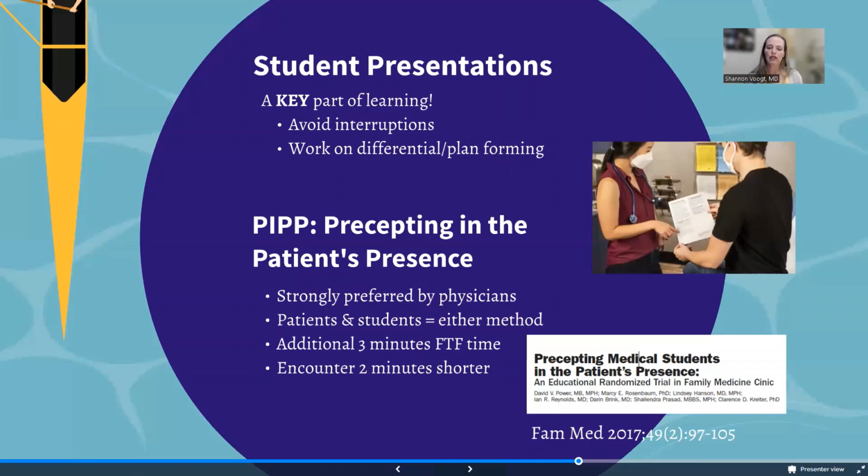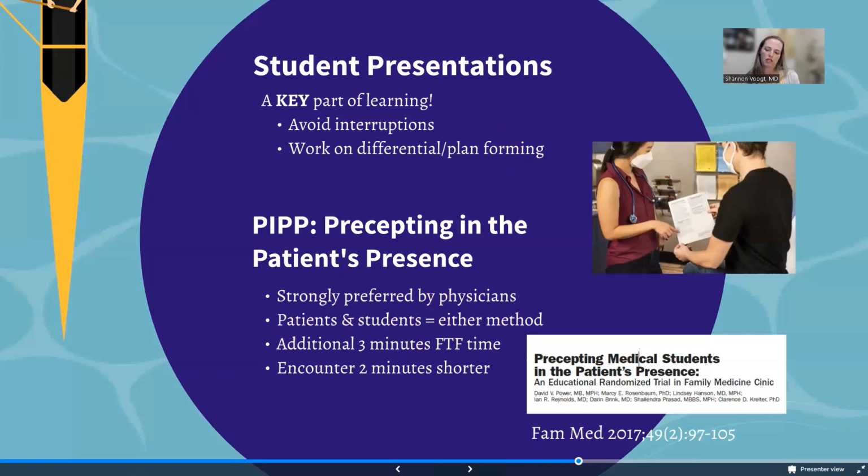When they've studied this in a randomized trial, this method was actually strongly preferred by physicians. And I'll tell you why. It's because the patients feel heard. They don't feel like they need to repeat themselves again when you go back in the room. They hear what the student's telling you. They see the process. They see that they're being taken care of really well. And it just goes so much faster.